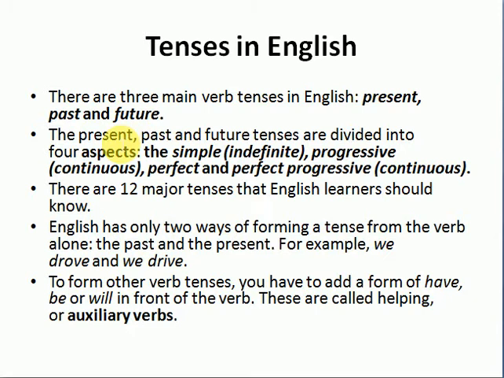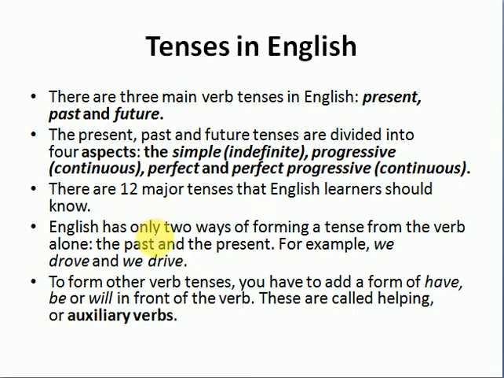Now these three tenses have four aspects, and these four aspects are the simple aspect, which is also called the indefinite aspect, like present indefinite, past indefinite and future indefinite. Then there is the continuous or progressive aspect, the perfect aspect, as well as the perfect progressive or the perfect continuous aspect. So there are 12 major tenses that English learners must know.